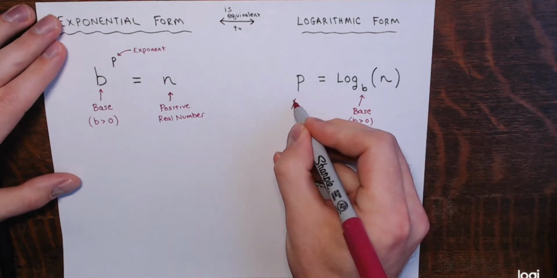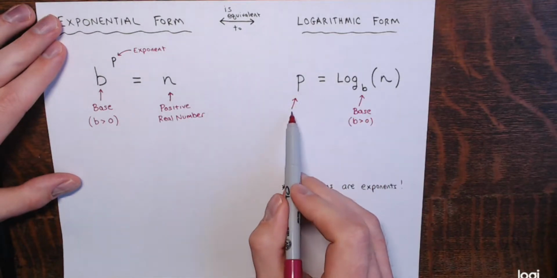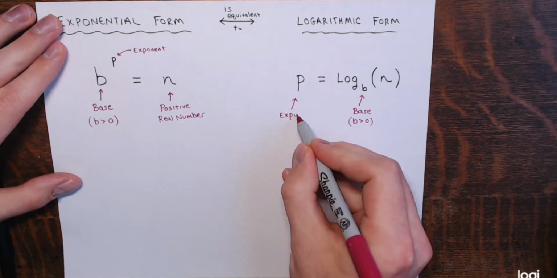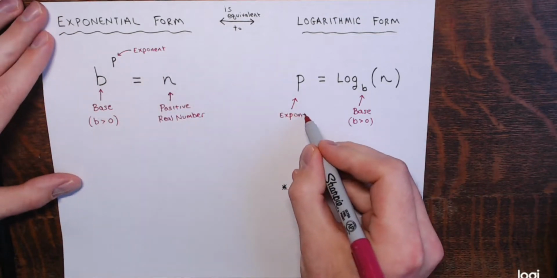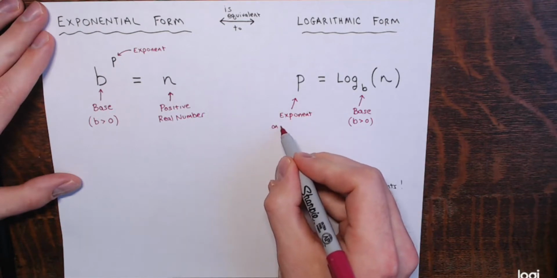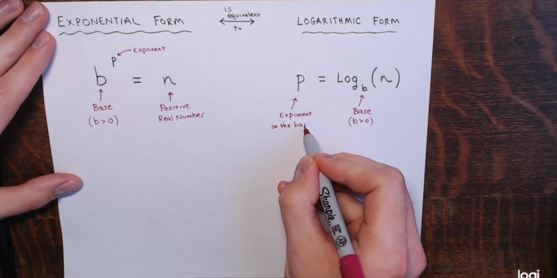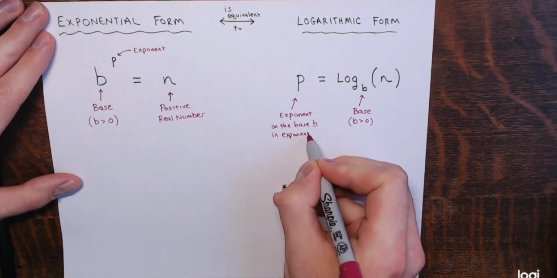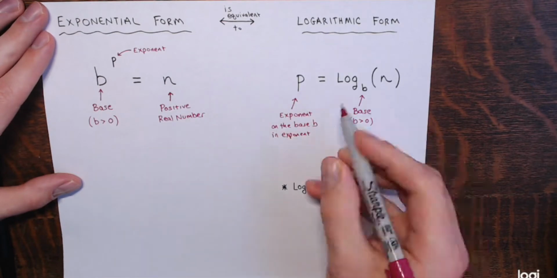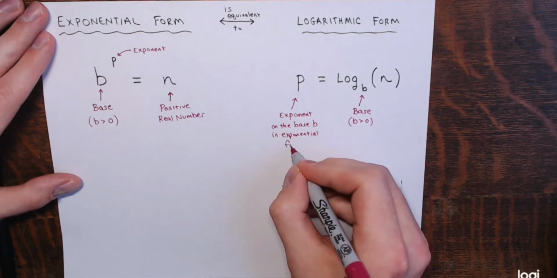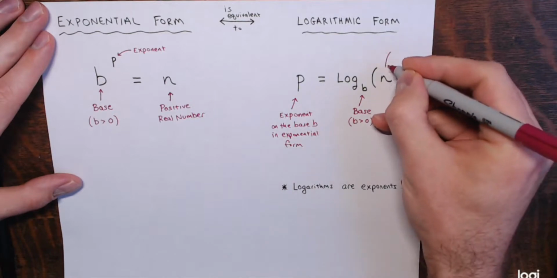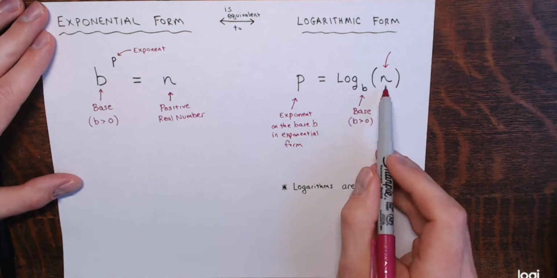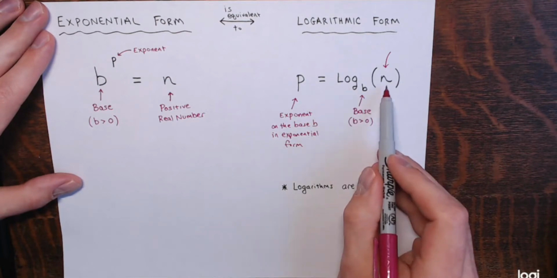And over here, where the p equals, this was the exponent on that base b in exponential form. But now it gets its own side in this logarithmic form. And then this input, this is called a logarithmic function. It's like f of x, g of x, so it's log of something, log of n.